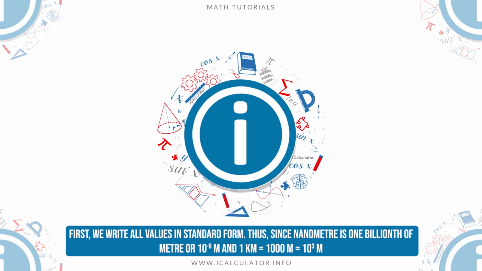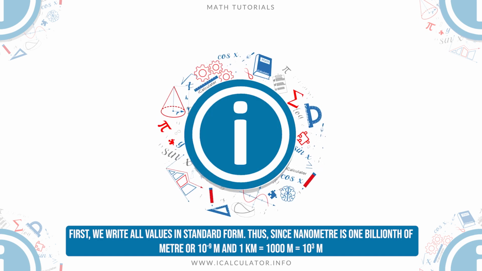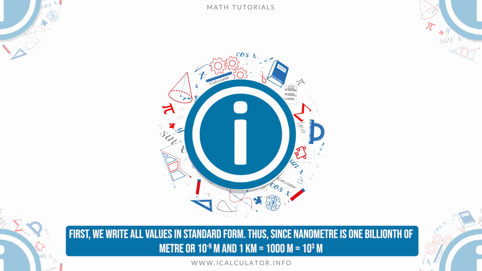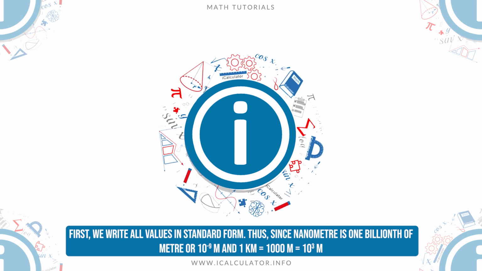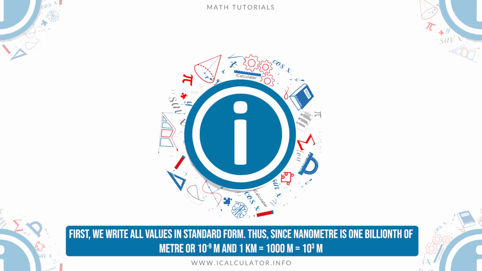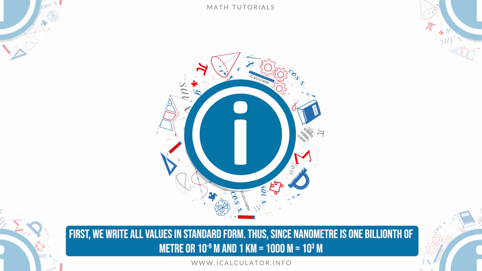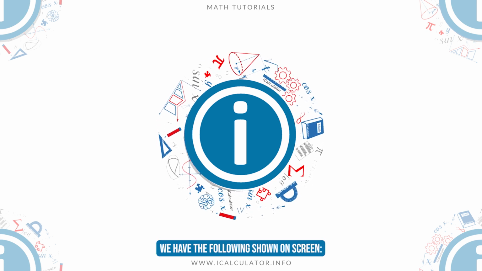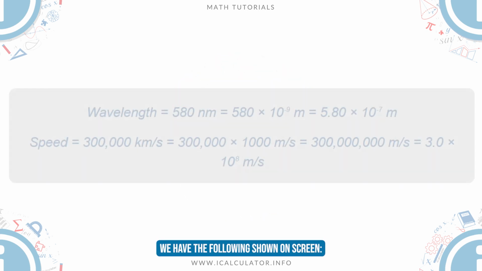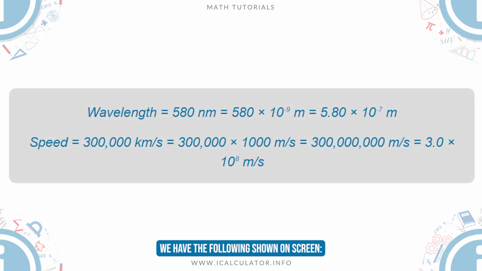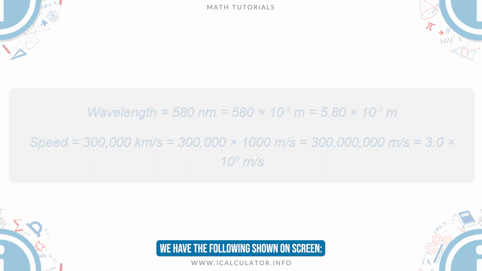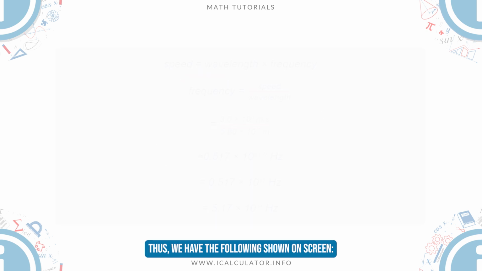First, we write all values in standard form. Thus, since a nanometer is 1 billionth of a meter or 10 to the power of -9 meter, and 1 kilometer equals 1000 meters equals 10 to the power of 3 meters, we have the following shown on screen. Thus, we have the following shown on screen.